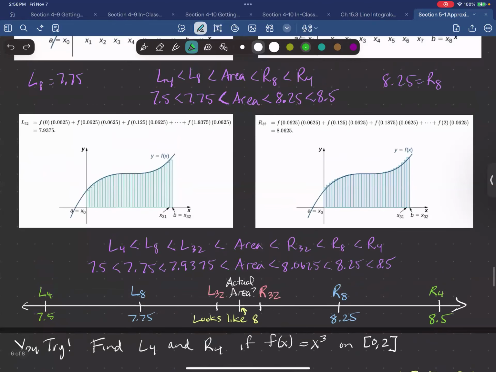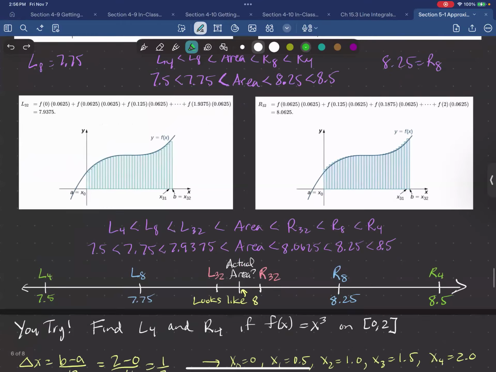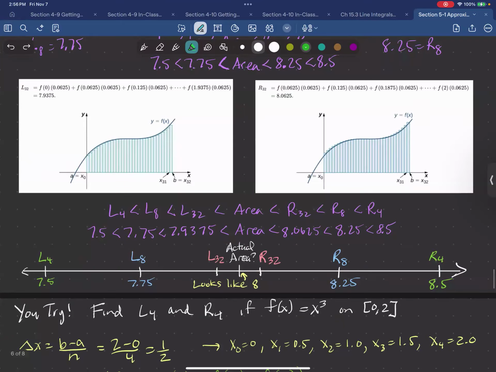I want you guys to give it a try. Find L4 and R4 of f of x equals x cubed on 0 to 2. If you do that, delta x is b minus a over n. That is my b. That is my a. So 2 minus 0 over n. n is this value right here, 4. So 2 over 4 is 1/2. The width of each rectangle is 1/2.